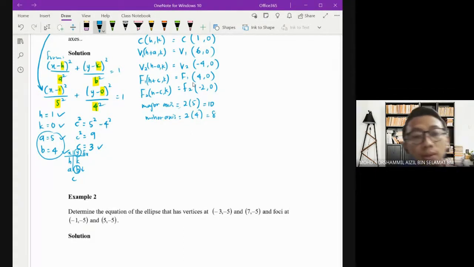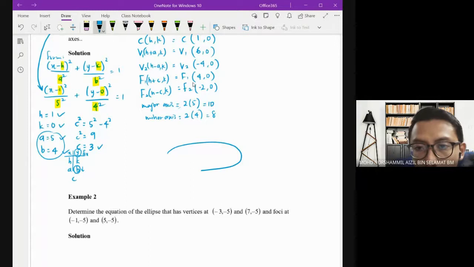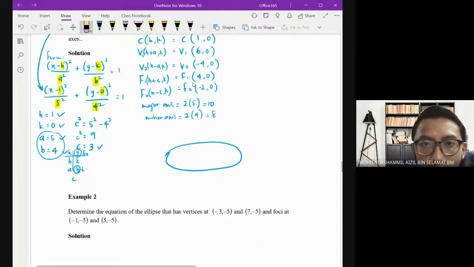Okay guys. Yang ni you kena hafal step dia lah, ataupun you faham pun tak apa lah. Tak ada masalah lah. Faham atau hafal lah. Okay. To sketch the graph of ellipse, always start sketching with the shape itself. Start sketch tu dengan shape dia sendiri.